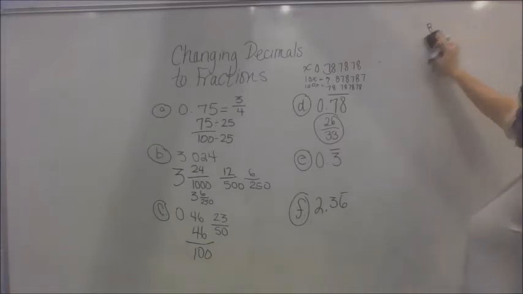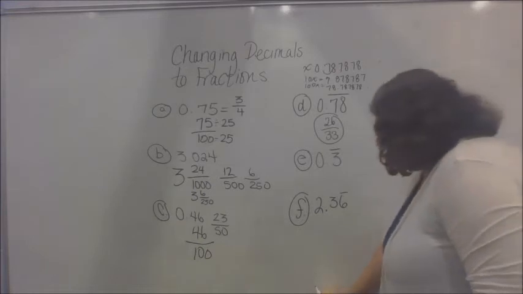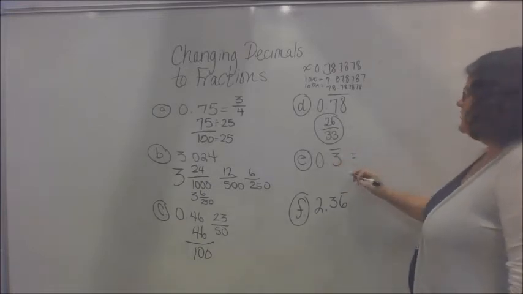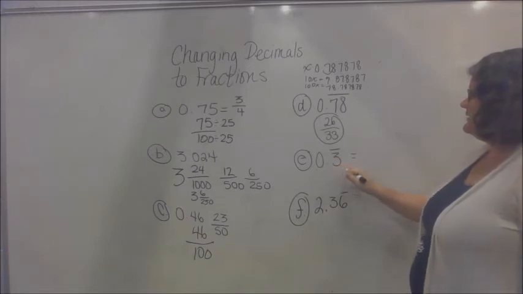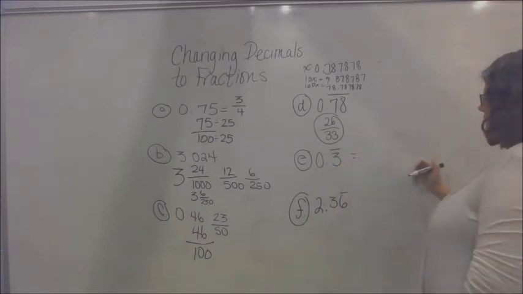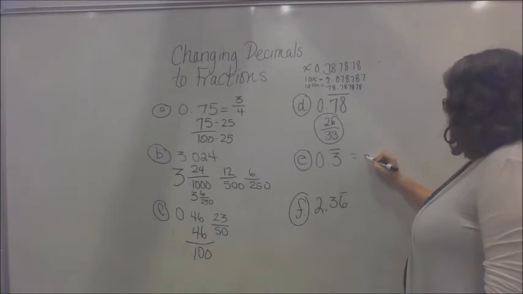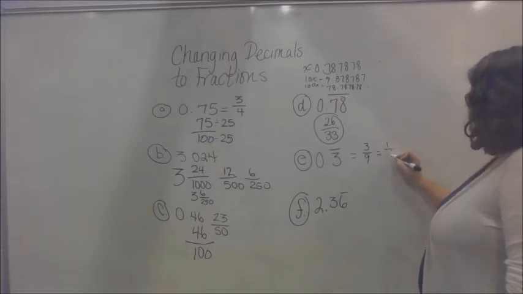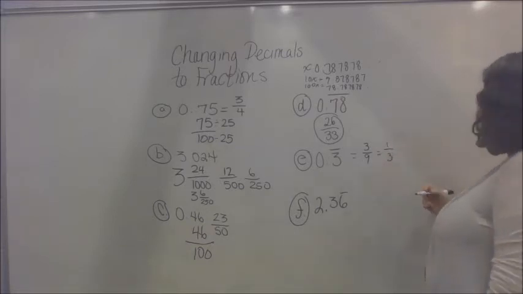I personally have 0.3 repeating memorized. This is one of those that I just like to use the shortcut for. The shortcut says however many places are repeating, that's how many 9s you get as your denominator. So this is a 9, and then you just put the 3 as the numerator, and you get 1/3 when you simplify it. Well, let's do this one the long way.